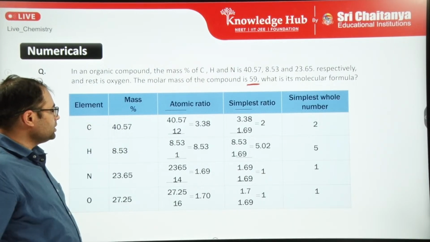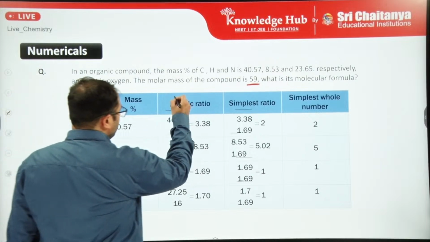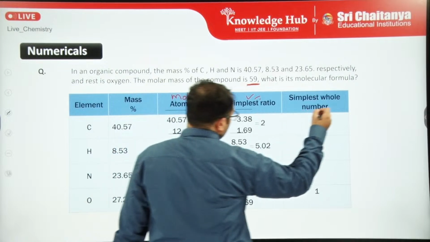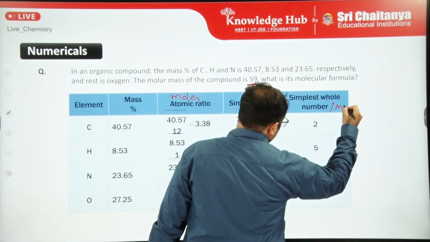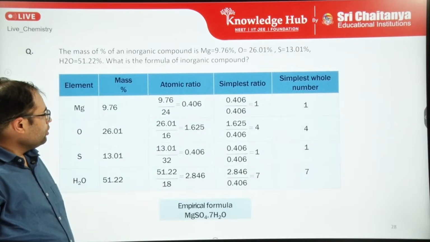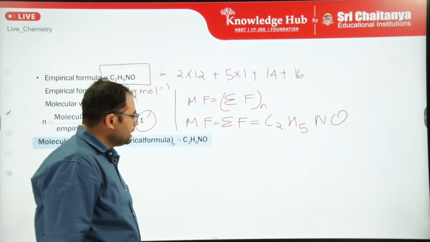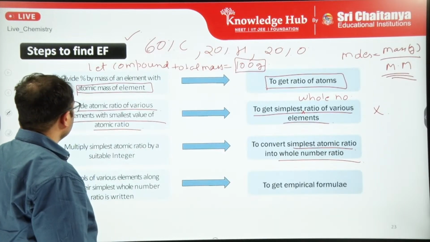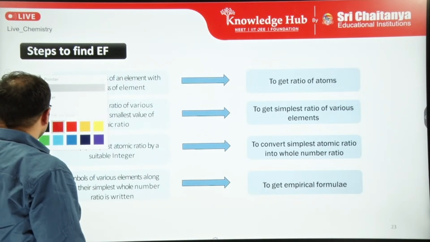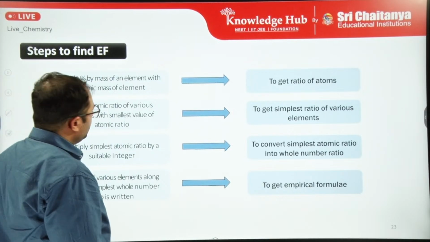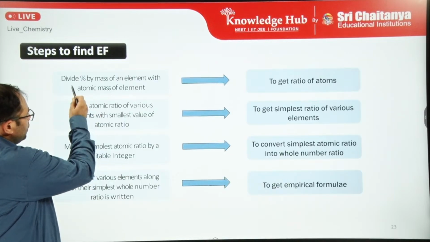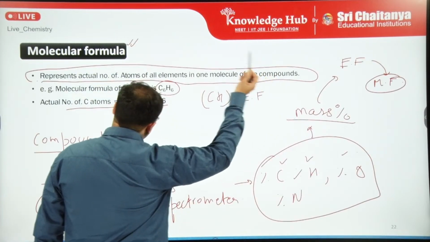So this is the complete procedure that you have to follow. Make a table like this, write the mass percentage, the atomic ratio or calculate the moles, then the simplest ratio and the simplest whole number ratio. Now let us have a look at another question. If I go back to this, we have done this first step: divide the mass of an element to get the ratio, we got it.